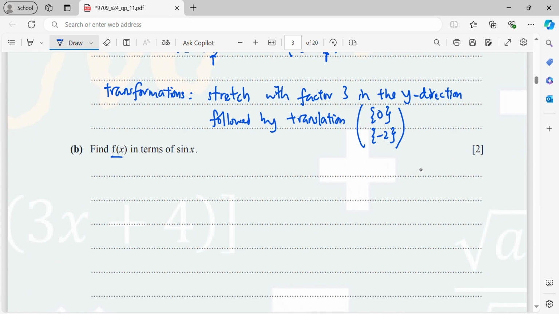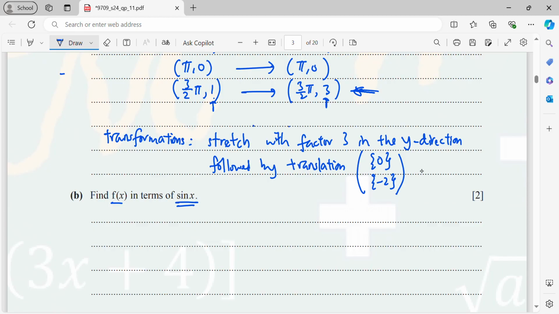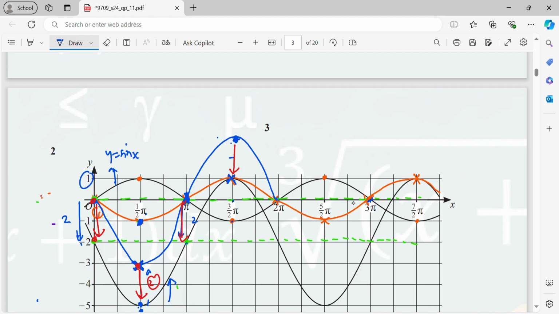Now B, find f(x) in terms of sin x. Because of the stretch with scale factor 3 in the y direction, my f(x) becomes minus 3 f(x). Okay, then it will be positive 3 f(x) because of stretch. Then you move down 2 units. Okay, wait, f(x) equals sin x. So now look at here.